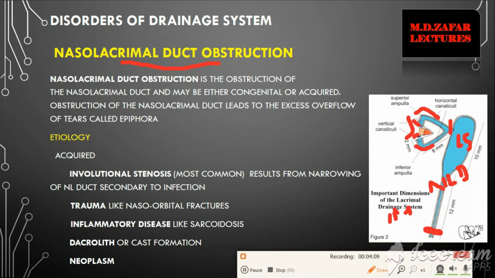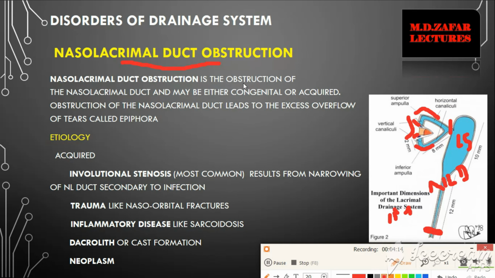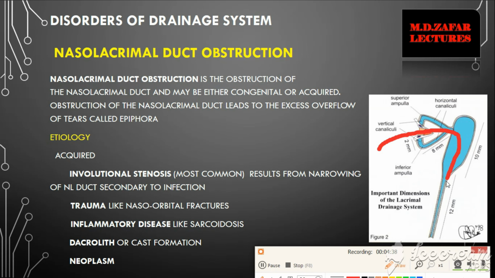After revision of the anatomy, let's get into the pathology. Now, nasolacrimal duct obstruction is the obstruction of this duct, which would either be congenital or acquired. And this obstruction will lead to excessive overflow of the tears. How? Tears are supposed to move this way, but this is obstructed. Now they will remain here at the medial canthus of the eye, and they will come out of the eye from here. That is excessive overflow of the tears, known as epiphora, which is the characteristic feature.